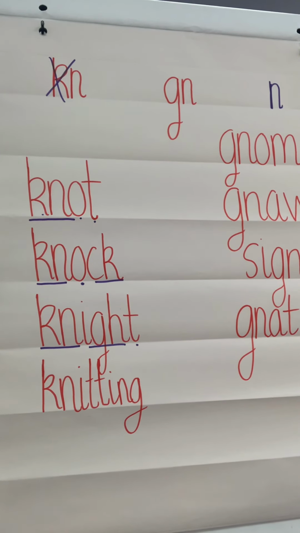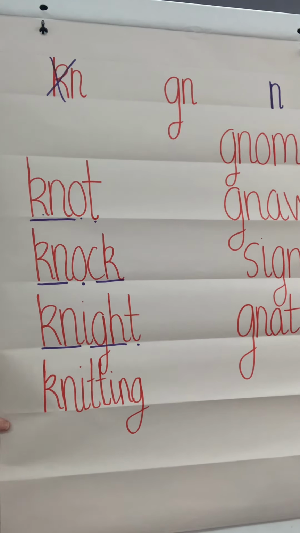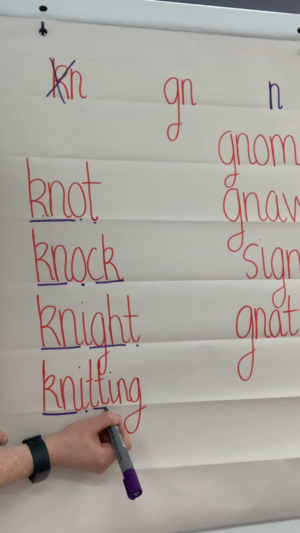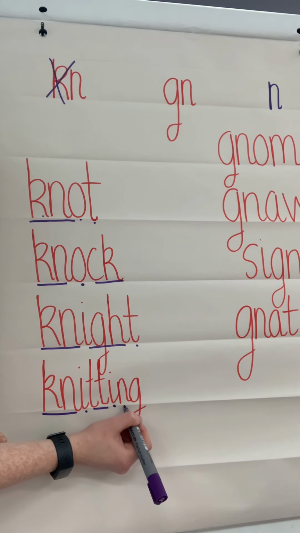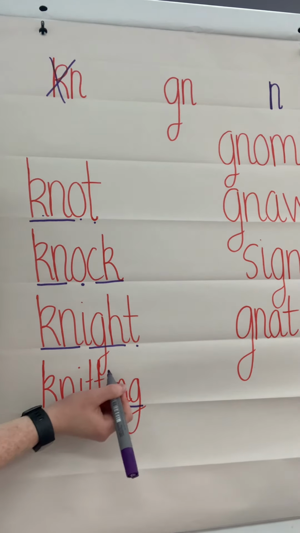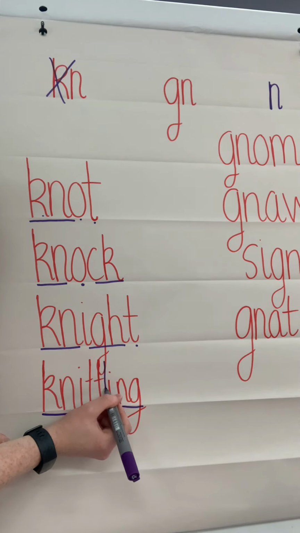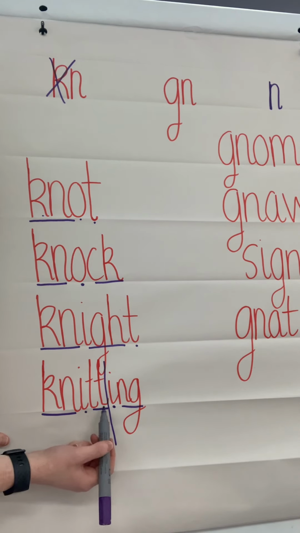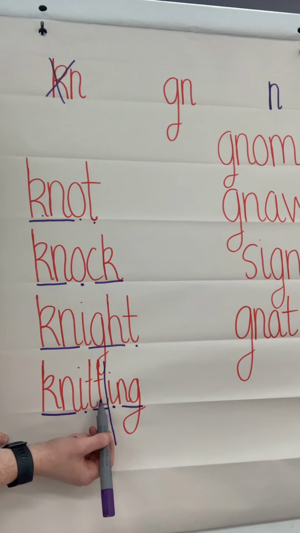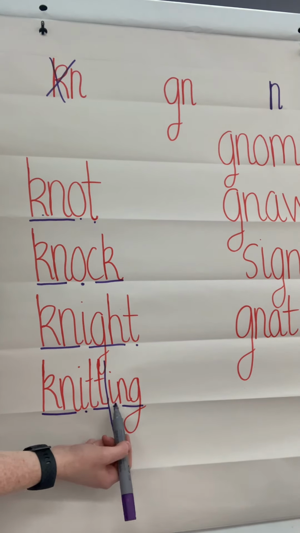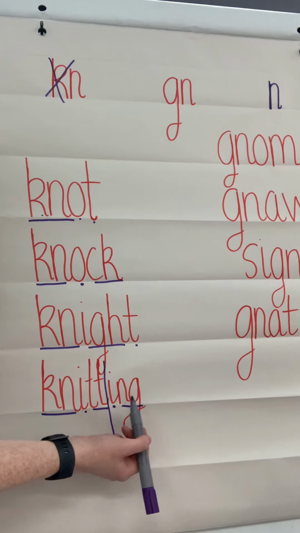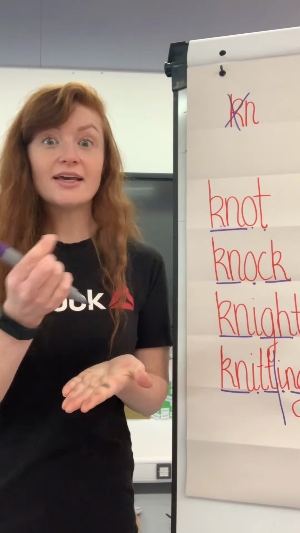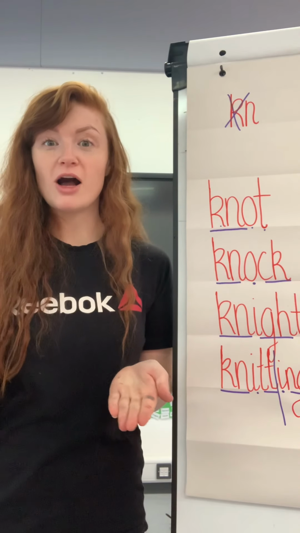And the last one we're going to have a look at today with that K and N making N sound is this word. So we've got I, special friend t, and then we've got that suffix ing on the end. I'm going to split this up to make it a bit easier for you. Knit, and then ing. Let's put it together. Knitting, like knitting a jumper for my friend, knitting.